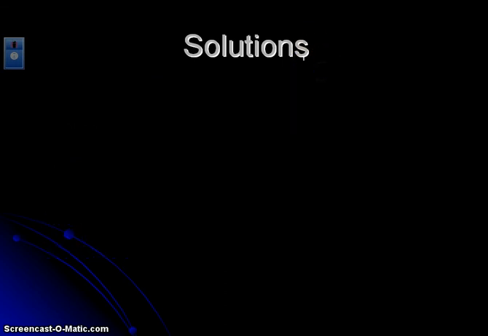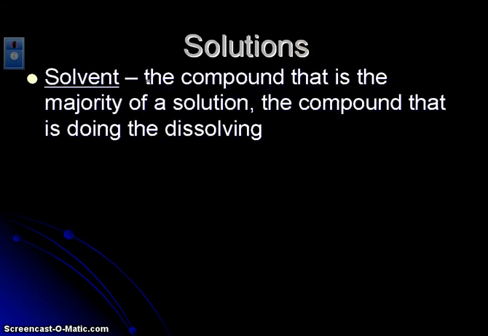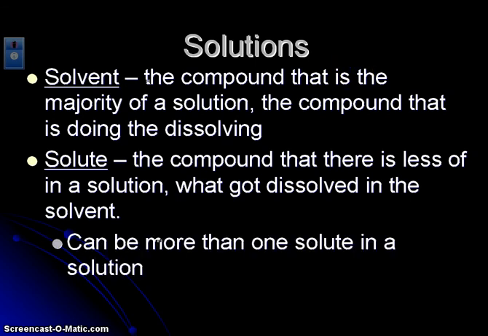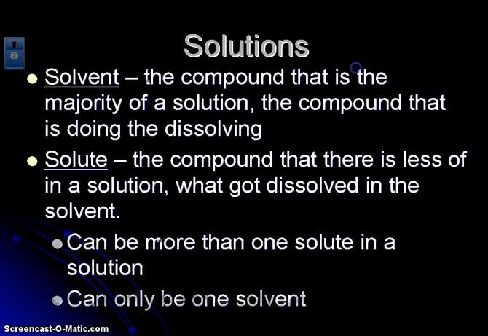There are also parts of the solution. The first part is called the solvent, the compound that is the majority of the solution, or the compound that is actually doing the dissolving. There is also a solute, the compound that there is less of in a solution, so the minority, or what was dissolved in the solution. And we need to understand that there can be more than one solute in a solution, so there can be more than one thing dissolved in the solution. But there can only be one solvent.